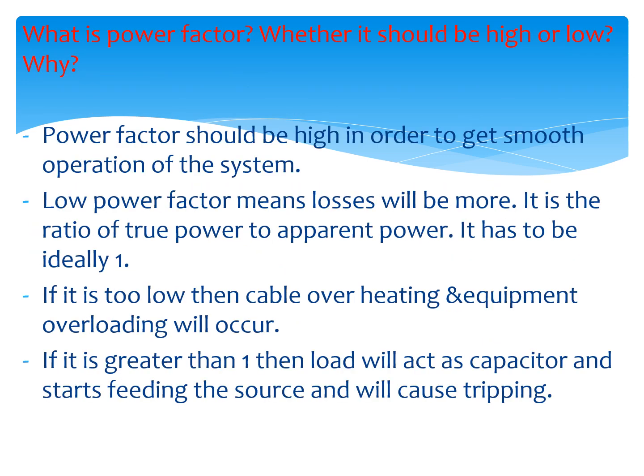What is power factor? Where should it be, whether it should be high or low, and why? Power factor should be high in order to get smooth operation of the system. Low power factor means losses will be there. It is the ratio of true power to the apparent power. Ideally, it has to be 1. If it is too low, then cable overheating and equipment overloading will occur. If it is greater than 1, then the load will act as a capacitor and it will start feeding the source and will cause tripping.